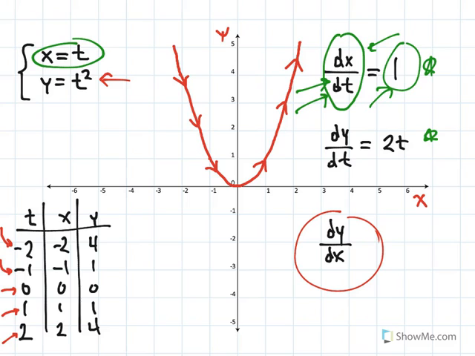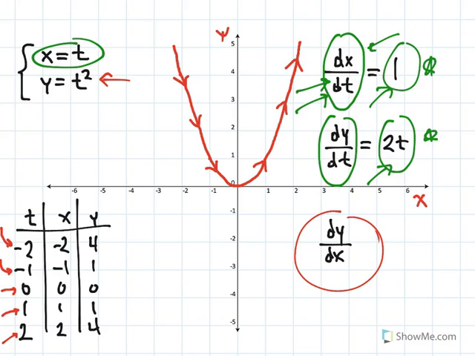If you look at dy/dt, we have dy/dt equal to 2t. So if you wanted to know the rate of change of the object's y coordinate, or y position, with respect to time, it is given by 2t. It is a function of time.